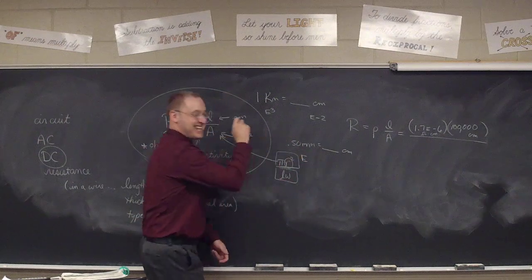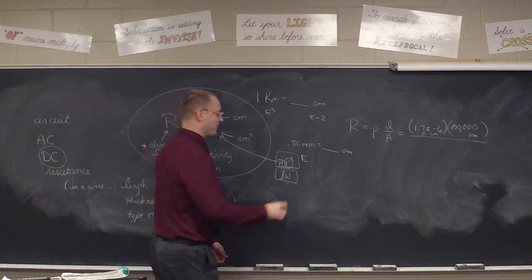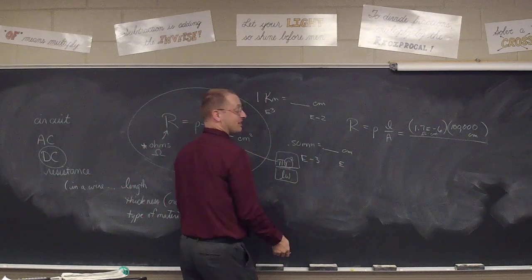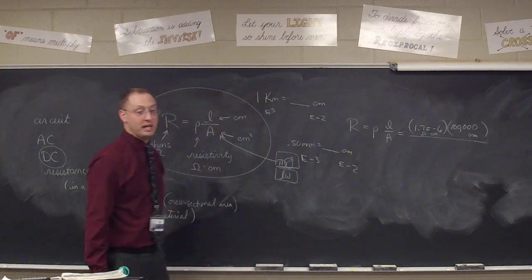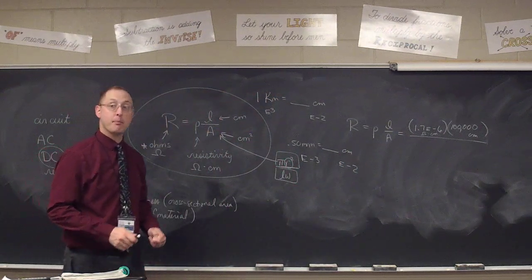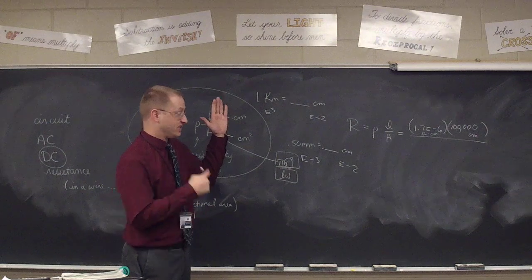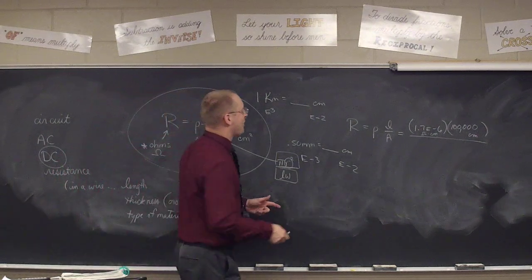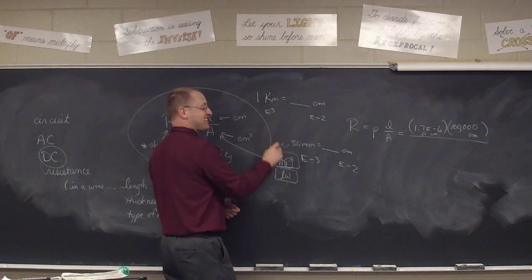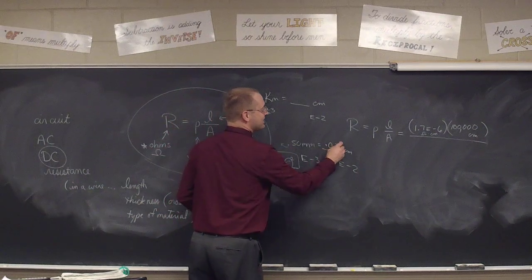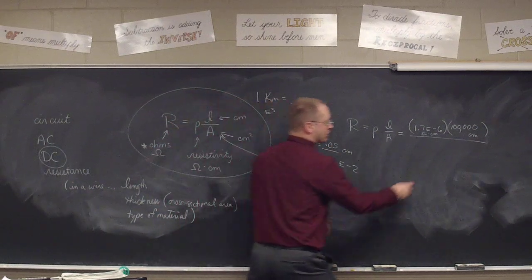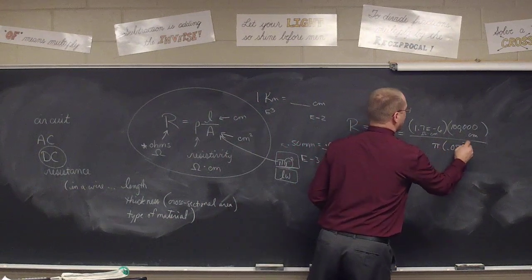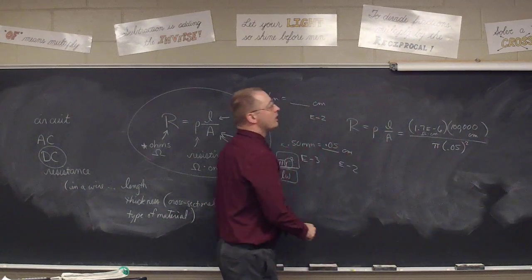Milli is E negative 3, and we're going to E negative 2. The E value is going up 1. Right? Picture the y-axis, negative 3, negative 2 is going up 1. So we're going to go to the left one more place to get 0.05 centimeters. That's the radius. So it's going to be pi times 0.05 squared.